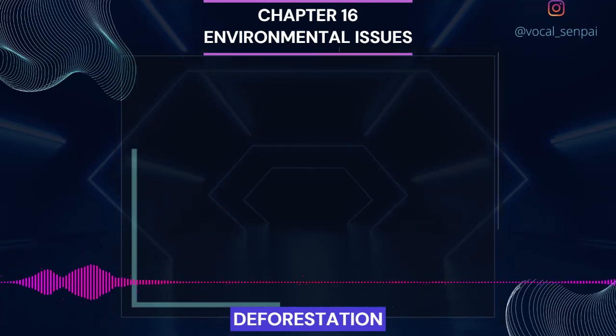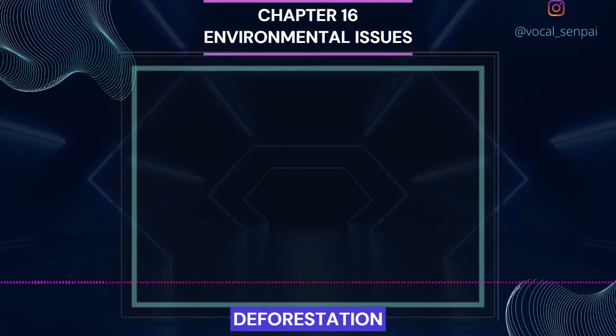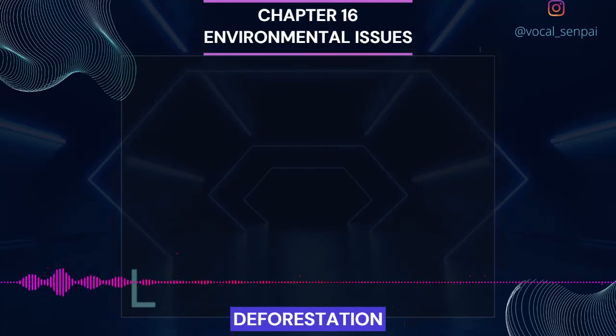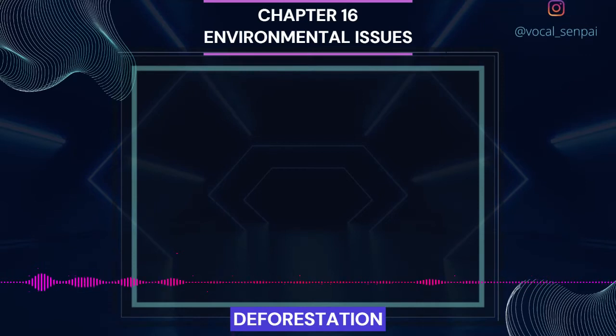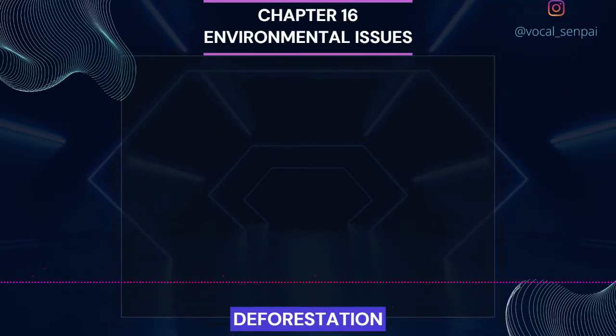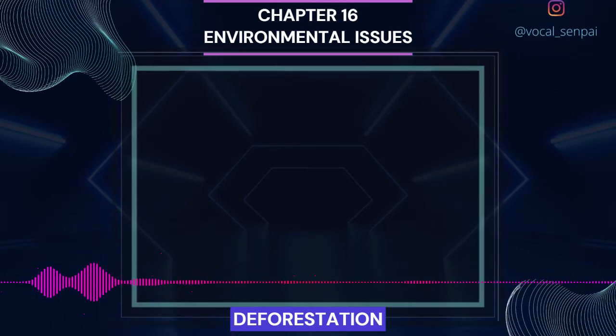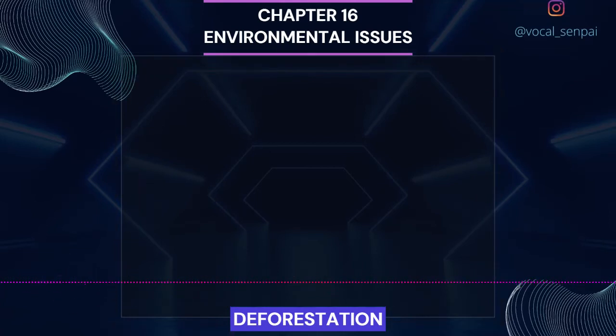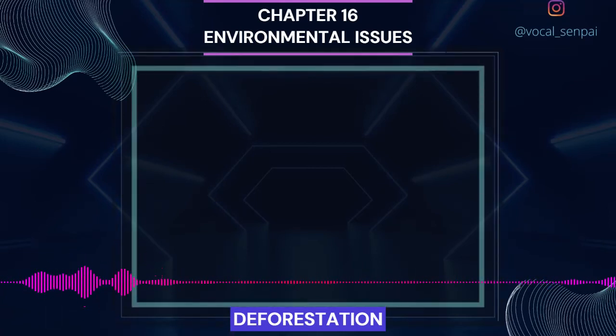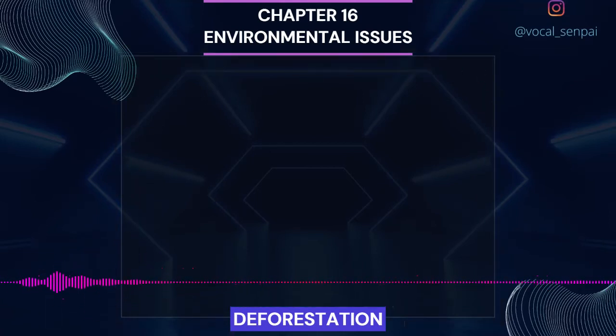In earlier days, when jhum cultivation was in prevalence, enough time gap was given so that the land recovered from the effect of cultivation. With increasing population and repeated cultivation, this recovery phase is done away with, resulting in deforestation.